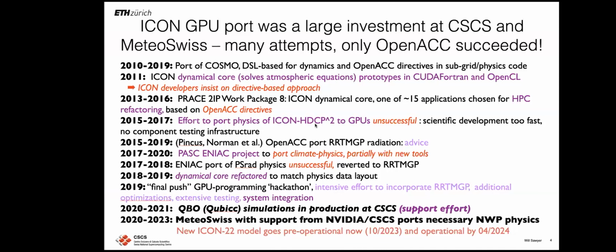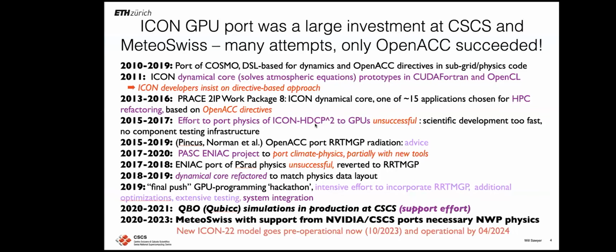And then we had the porting of the radiation module that's used, RRTMGP. This is an acronym I cannot remember, but when it's written here, I can see it. This is a radiation code that was developed at Max Planck together with Pincus and Norman et al. And then there was a project that we had funded in Switzerland that would take care of a lot of the climate physics parameterization beyond radiation and so on.